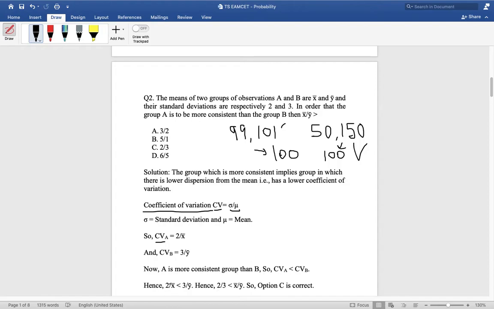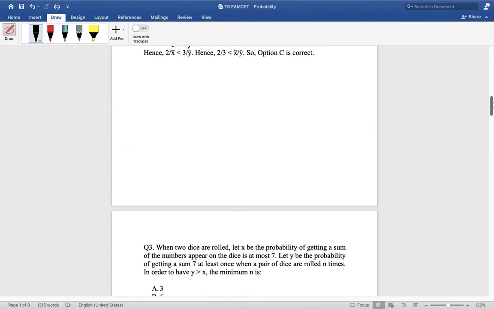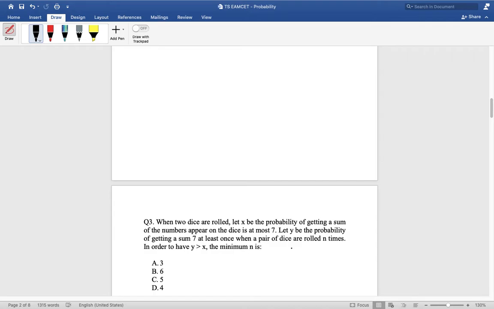So you take x bar over here and you take 3 over there, you will get 2 by 3 is less than x bar by y bar. So that is the solution. It's an easy problem which follows straight from the formula of coefficient of variation. Now question 3. This one is a bit tricky.